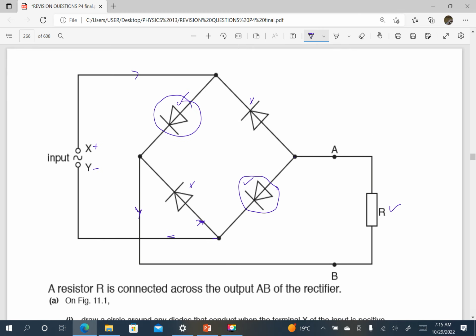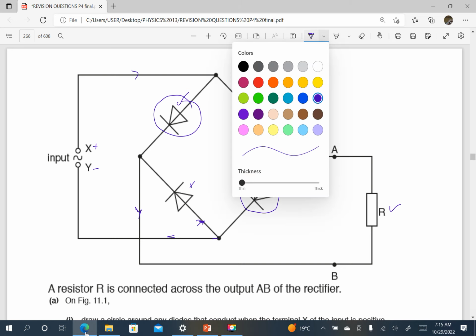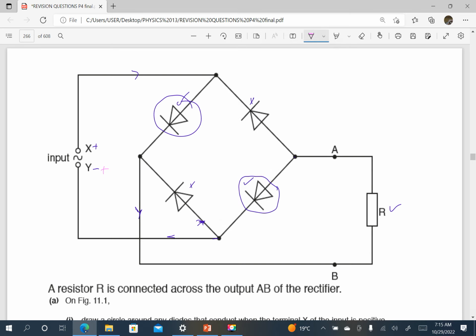So let's check what happens in the second half cycle. I'll use a different color to see whether the diodes conduct. In the second half cycle, Y becomes positive and X becomes negative. Current must change direction. So current will flow, reaching here, it can't take this route. It cannot take this route, but it can take this route. So it reaches here, it can't take this route. So it continues flowing, again entering from the bottom.